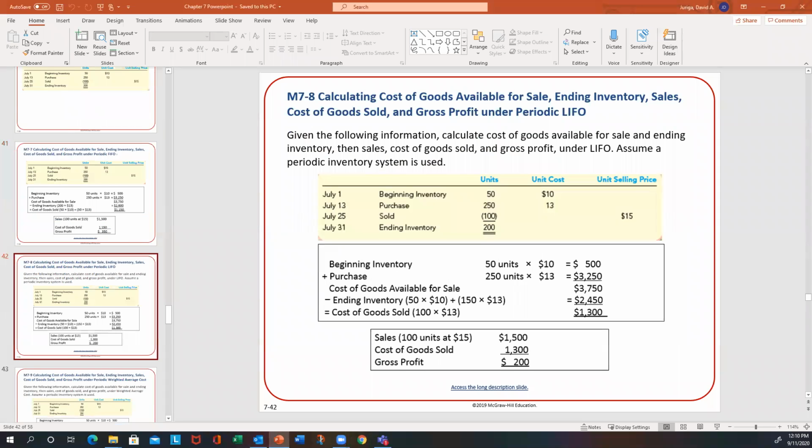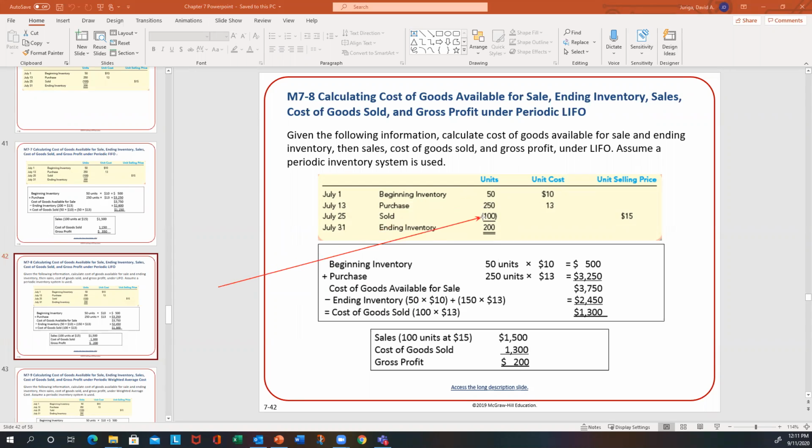All right, same thing, but this one's under the LIFO method. So remember, LIFO was last in, first out. So notice that, again, you have 100 units of sales, but LIFO is going to say you're going to go from this pool first. So there's 250 units in this pool of purchases. So your cost of goods sold is going to be 100 units at $13. So they're going to show you that one right there. So notice you haven't even touched the beginning inventory yet.